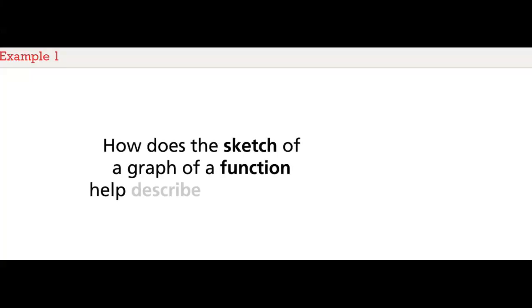Sketch of a graph of a function help describe its behavior? Think about this question during the lesson.